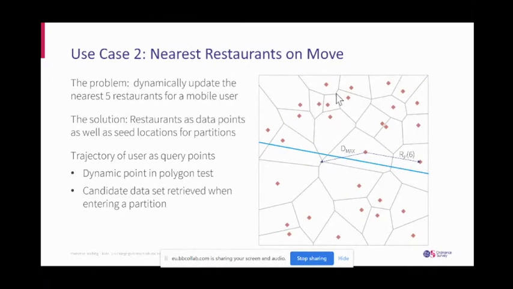The second use case is finding the nearest restaurants on the move. The problem is to dynamically update the nearest 5 restaurants, for example, for a mobile user. The solution will use the restaurants as data points as well as the seed locations for the partitions. We use the trajectory of the user as query points. When the trajectory enters one of the partitions, we perform one data retrieval, and then we can just use a dynamic point-in-polygon test to update the nearest restaurants from that one retrieved data.